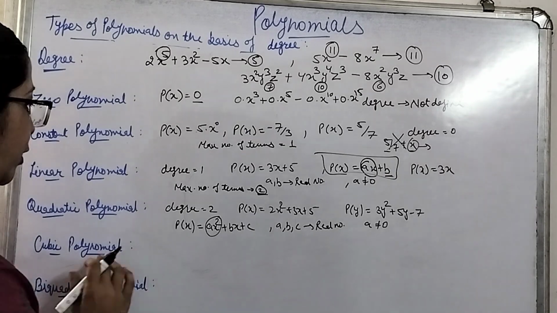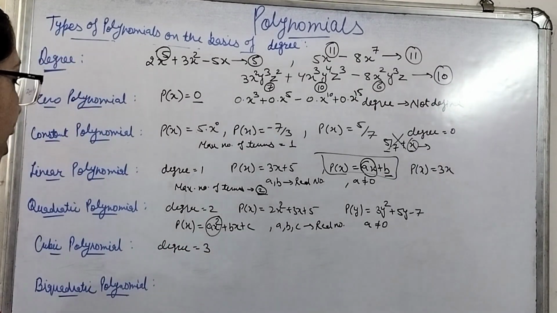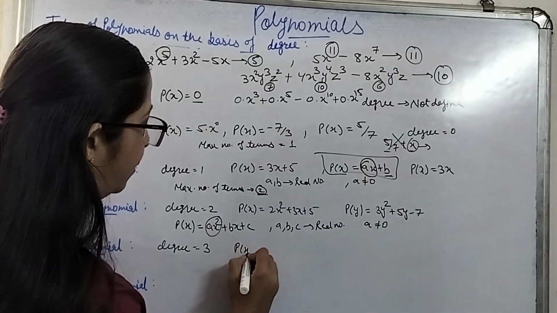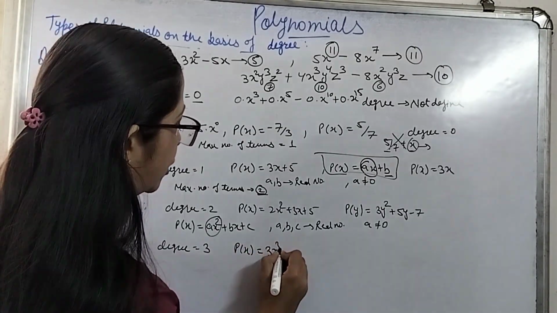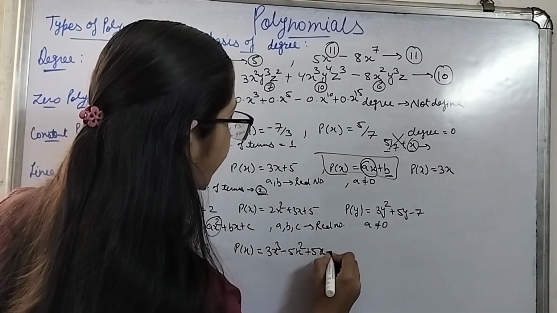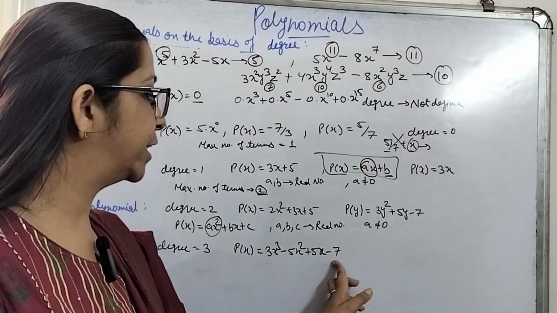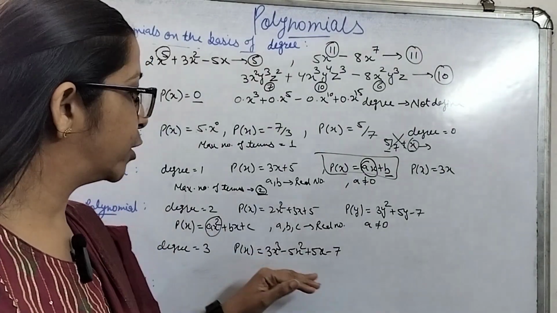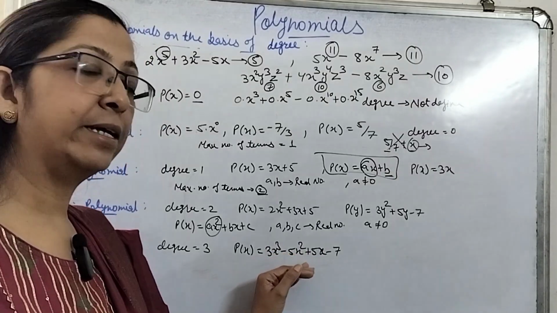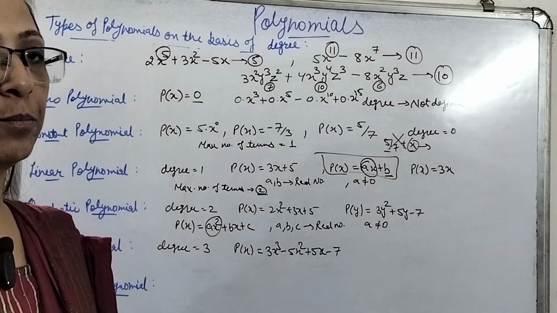Now coming to cubic polynomial. Any polynomial whose degree is 3 is known as a cubic polynomial. Example, we can take p(x) = 3x cube minus 5x square plus 5x minus 7. Here we can see the degree of this polynomial is 3, because the highest power of the variable in this polynomial is 3. That's the reason its degree is 3, and if degree is 3, it is known as a cubic polynomial.